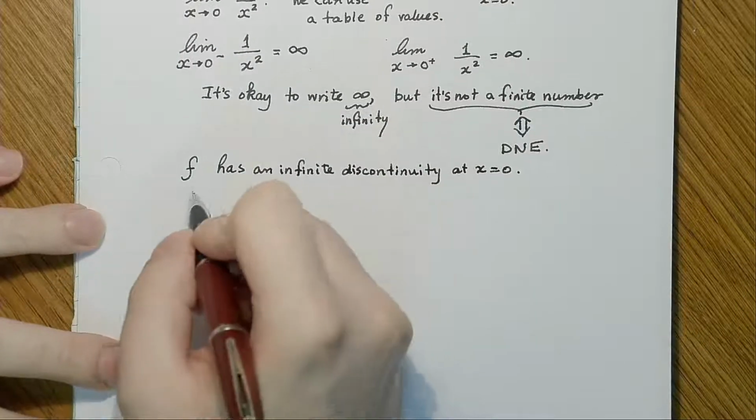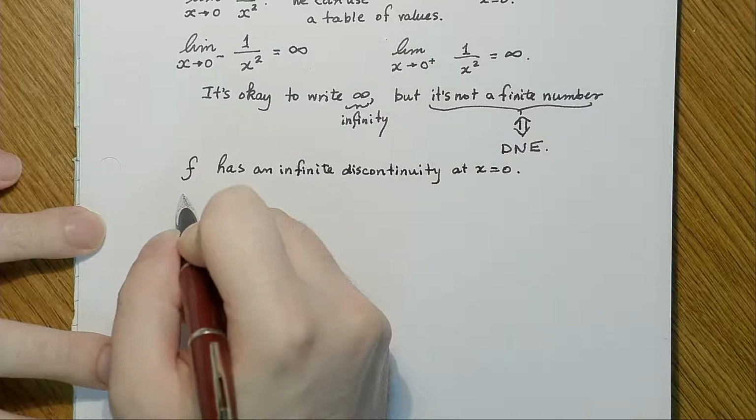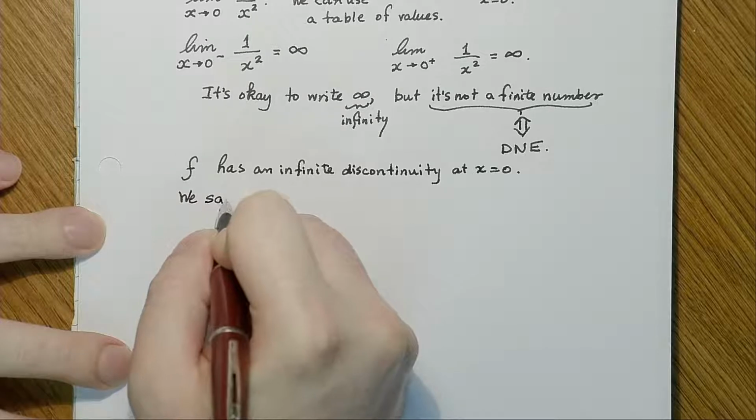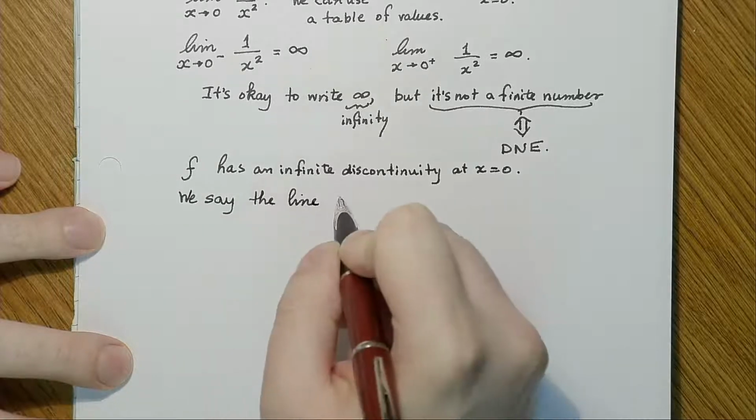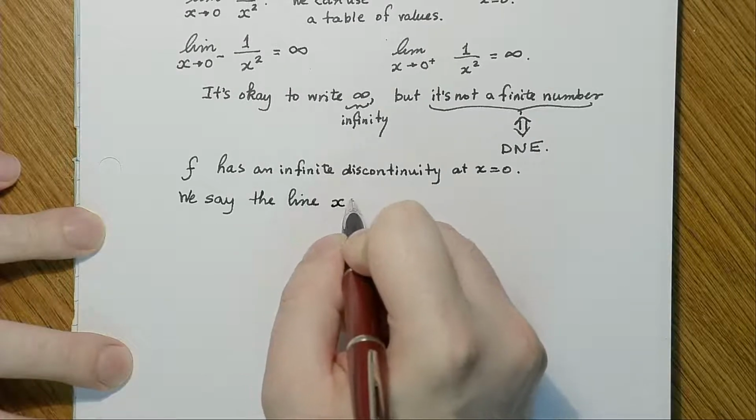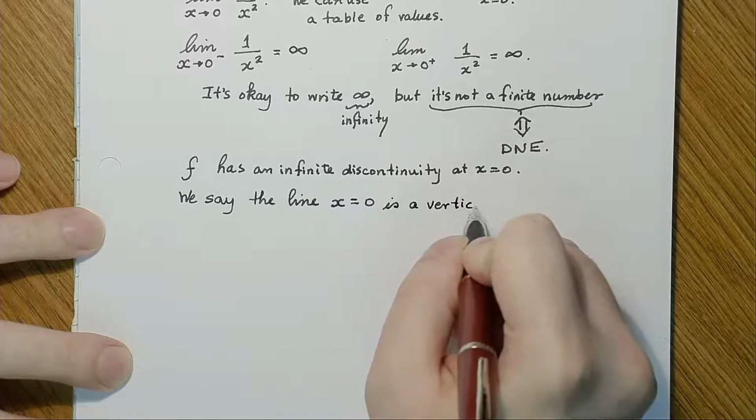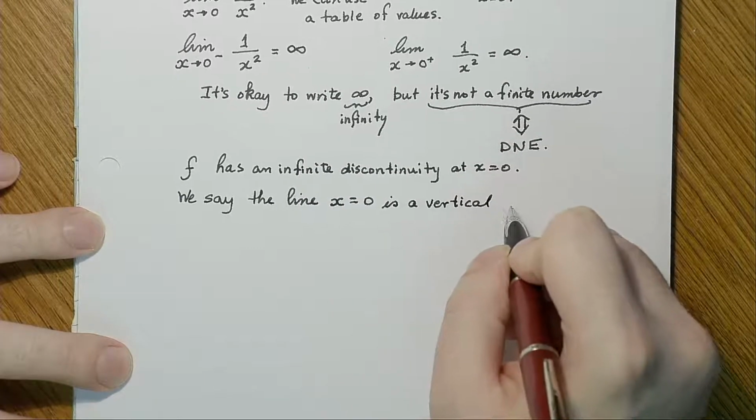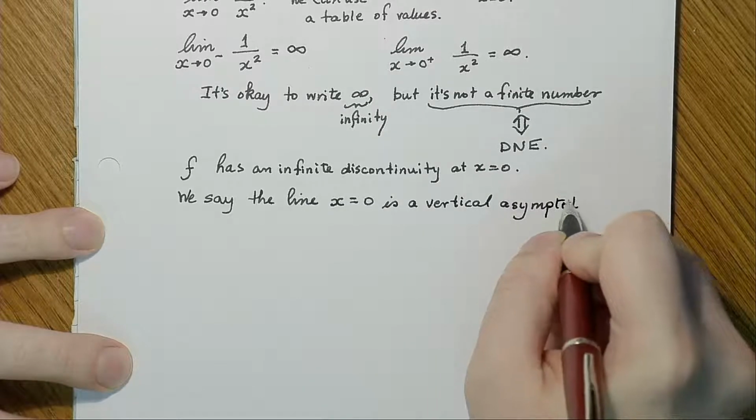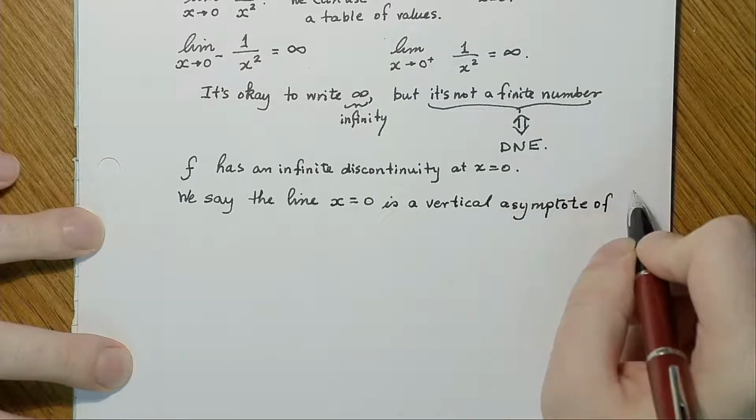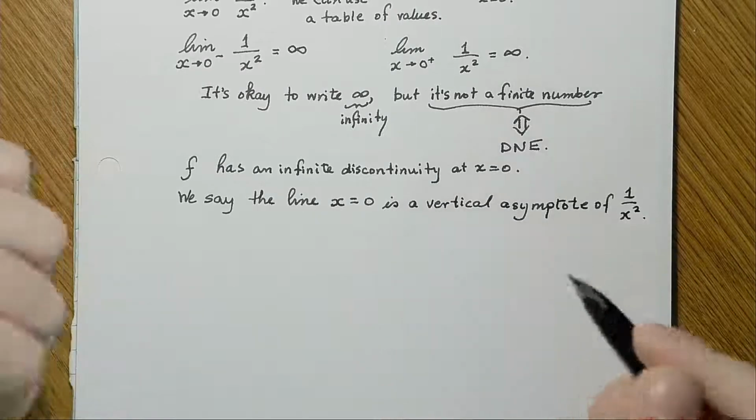And that's kind of like the algebraic understanding of it. And we also say, so this is kind of the graphical interpretation, that the line x equals 0 is a vertical asymptote of 1 over x squared. So again, vertical asymptote.